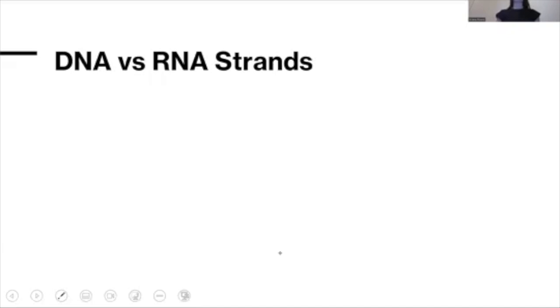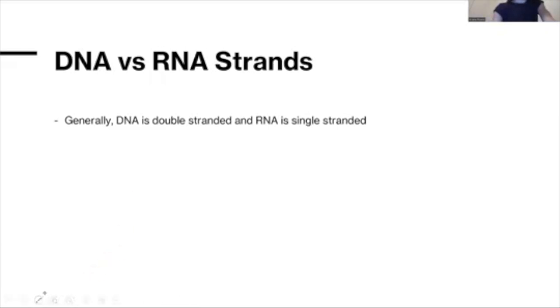All right. So now let's talk a little bit about DNA versus RNA strands. So generally, DNA is going to be double-stranded and RNA is going to be single-stranded. So for your DNA, that would mean that we have 2 strands, and that means that you're going to have some stuff in the middle interacting. The stuff in the middle interacting is always going to be your nitrogenous bases. And that means that some nitrogenous bases are going to always be pairing together. So let's talk about those pairs.